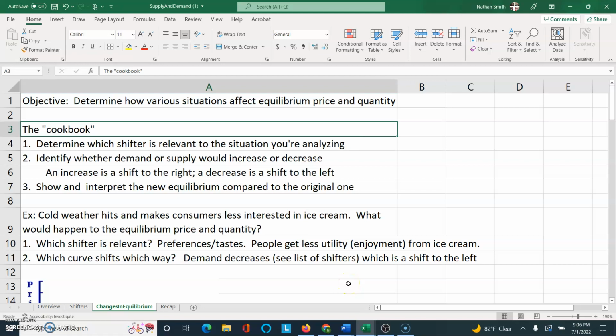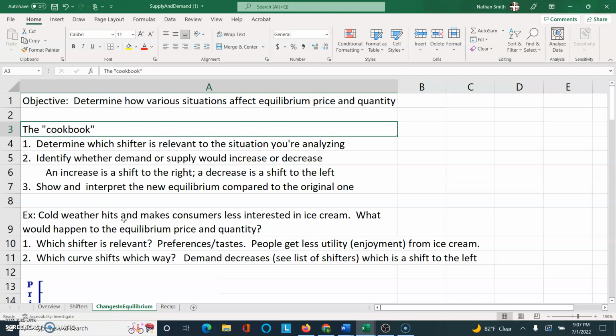Hi everyone, this is Professor Smith, and this is going to be an overview for how to determine changes in equilibrium, price, and quantity. For this one, you should have my supply and demand personal notes file open and click on the tab that says changes in equilibrium. To understand this one, you should have already reviewed what a supply and demand curve is and what equilibrium is.